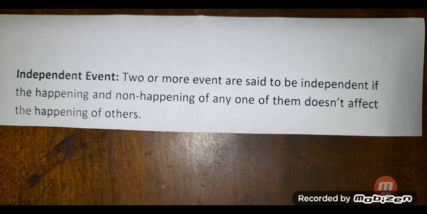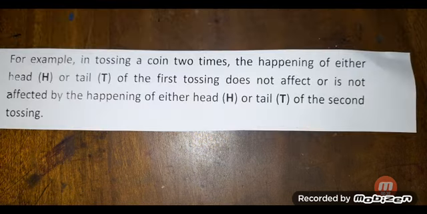Independent event. Two or more events are said to be independent if the happening and non-happening of any one of them does not affect the happening of others. For example, in tossing a coin 2 times, the happening of either head or tail of the first tossing does not affect or is not affected by the happening of either head or tail of the second tossing.